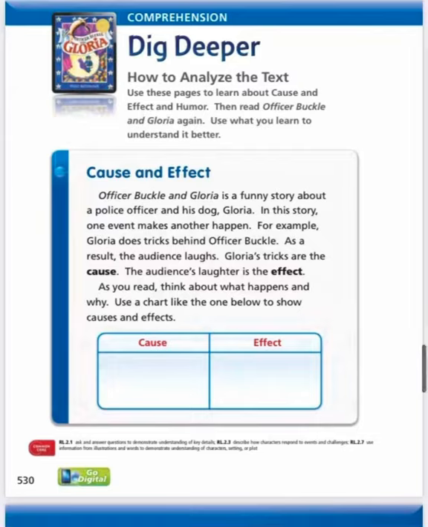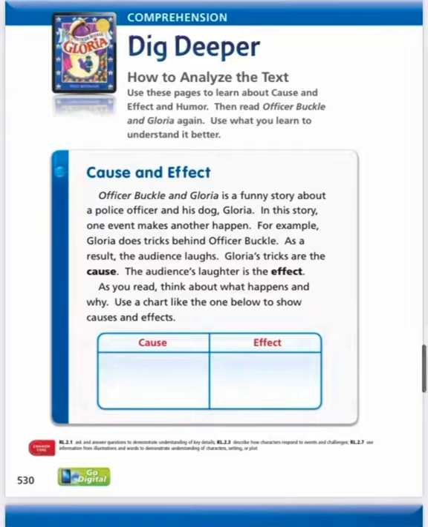Cause and effect. Officer Bucko and Gloria is a funny story about a police officer and his dog, Gloria. In this story, one event makes another happen. For example, Gloria does tricks behind Officer Bucko. As a result, the audience laughs. Gloria's tricks are the cause, the audience's laughter is the effect.